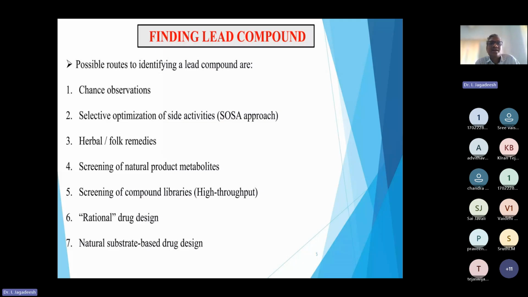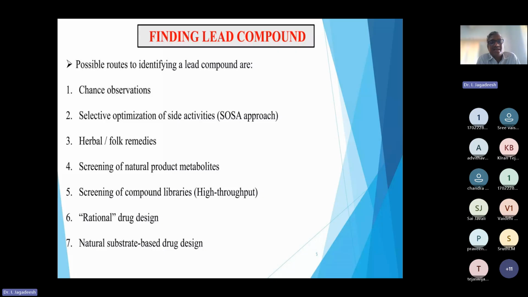How to find a lead compound? So what are the possible routes? Because our journey is to get a lead, that is the first rung in the climbing of a drug discovery ladder. So for the first step, we want to decide where to put that first step.